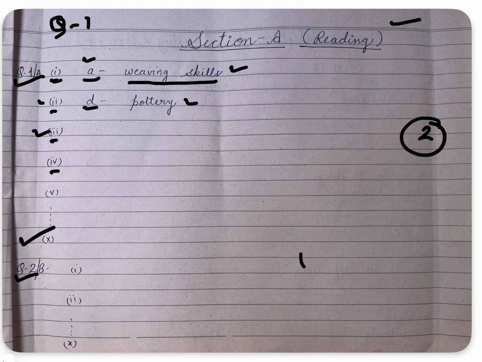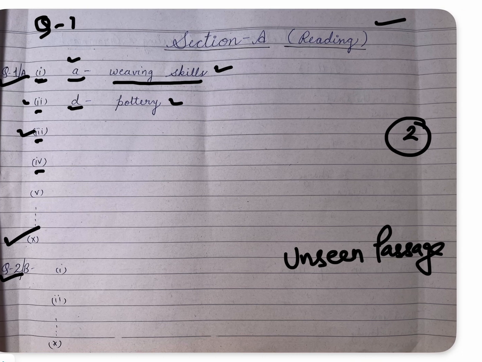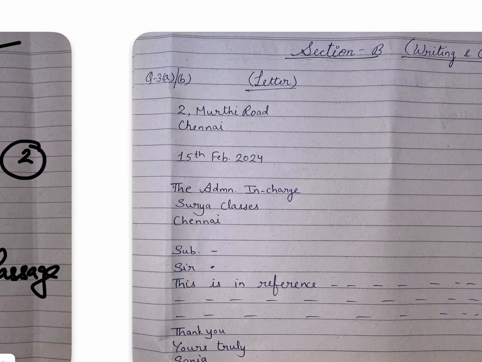Question number 2 will also be an unseen passage. So the same things you are to follow, and in the same way you are to write down the answers to the questions. Do follow the sequence also.